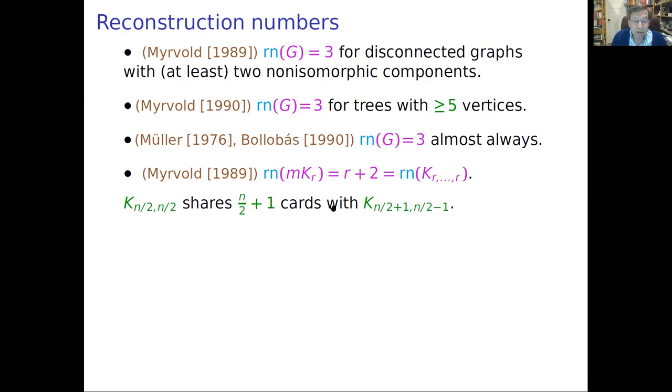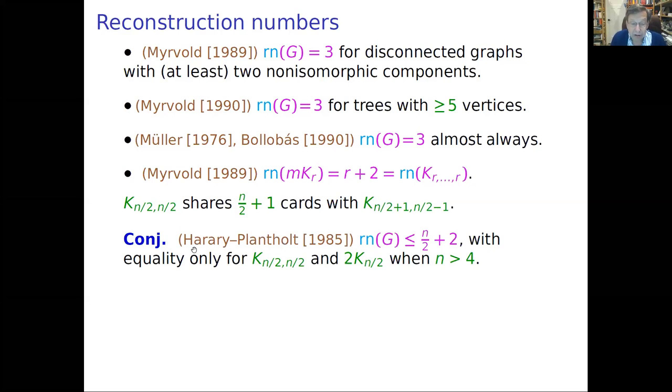Okay, so in particular, if you look at the balanced complete bipartite graph, all of its cards are the same, and that card also shows up n over 2 plus 1 times as a card of this slightly unbalanced graph. So in order to distinguish these two graphs, you will need at least n over 2 plus 2 cards. And Harary and Plantholt, in fact, conjectured that this is the maximum of the reconstruction number for n-vertex graphs, achieved only by the balanced bipartite graph and its complement when n is bigger than 4.